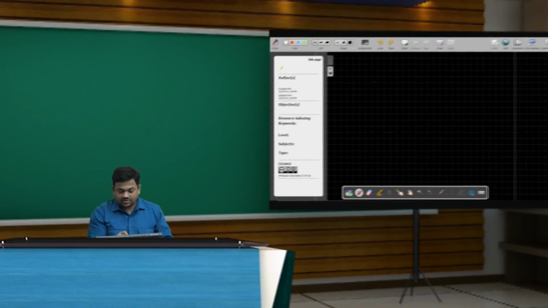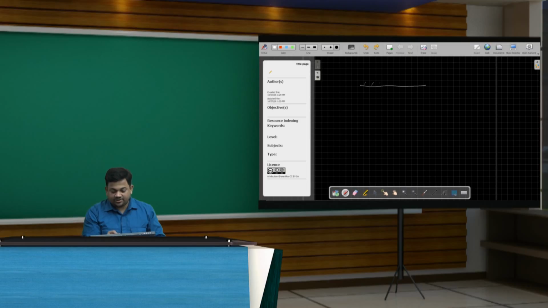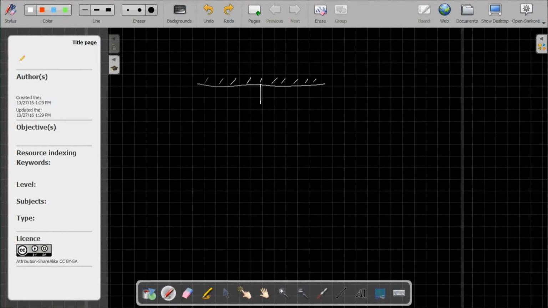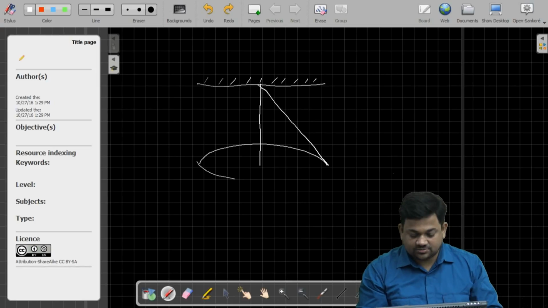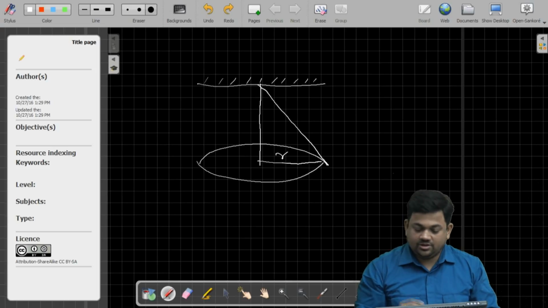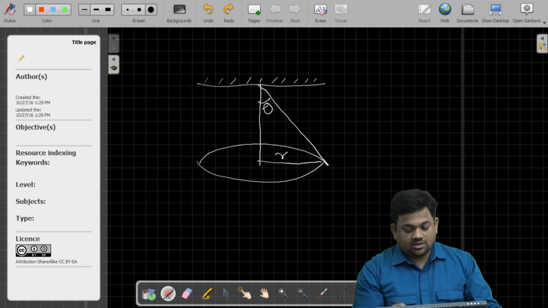Let us suppose this is the pendulum which is suspended. This is a rigid support. You need to show these lines to indicate this is a rigid support. There is a string with which the pendulum is supported. It is made to revolve in a horizontal circle of radius small r. Right? This is angle theta, the angle of inclination. The mass which I am talking about is here.